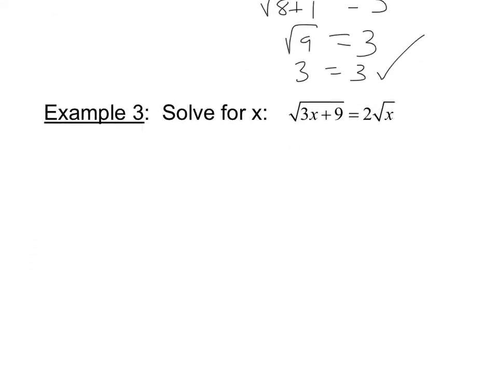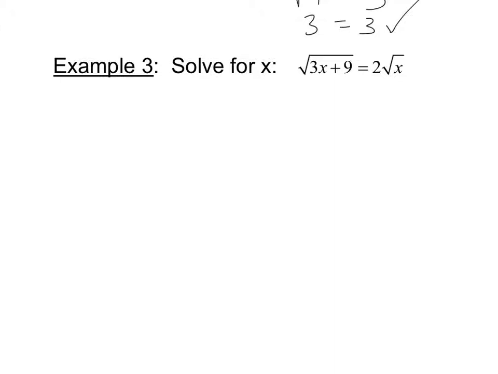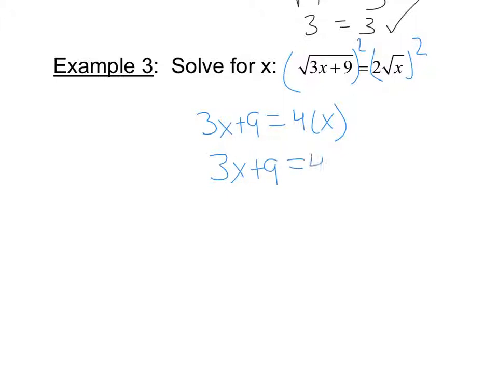Here, there's nothing we can add or subtract, so we have to square both sides. This is where we've got to be careful. This side is just 3x plus 9 still. But here you have to remember 2 squared is 4, and the square root of x squared is x. So you have 3x plus 9 equals 4x. Subtract the 3x, x equals 9.